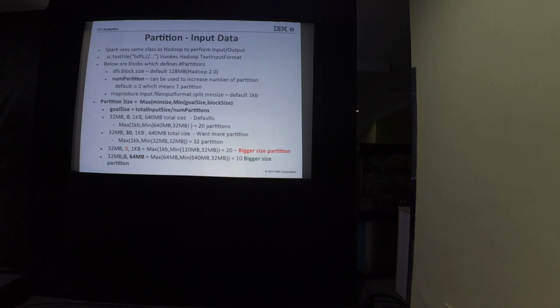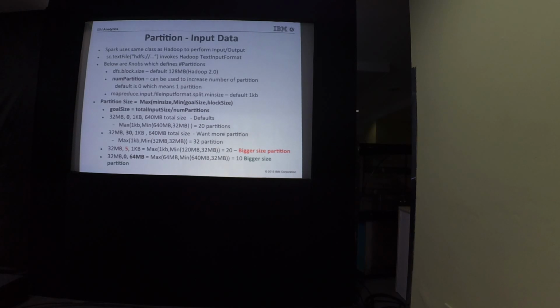If I want more partitions, I have to supply the number of partitions. So let's say I want 30 partitions. Again, the formula is the same: 32 MB, and 640 divided by 30 comes to about 21 MB. So on that side you have 32, and you end up getting more partitions than the 30 you asked for.